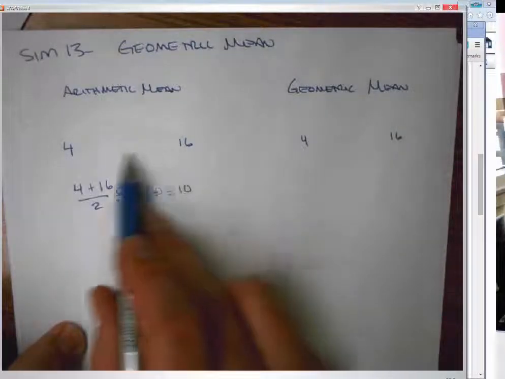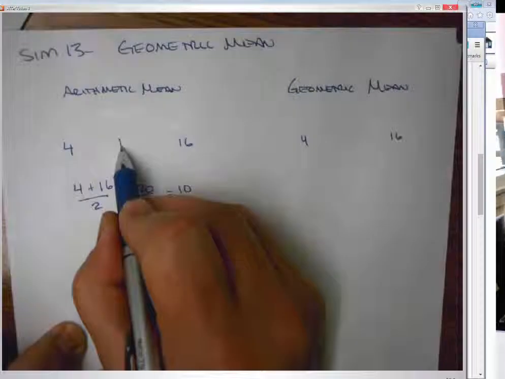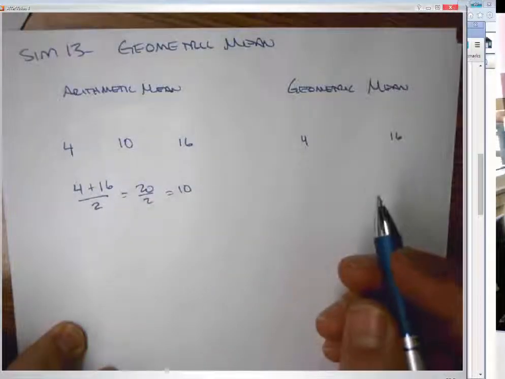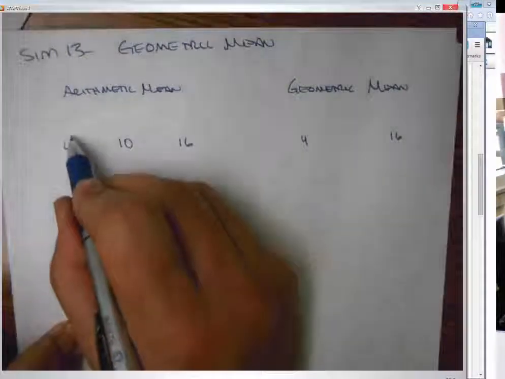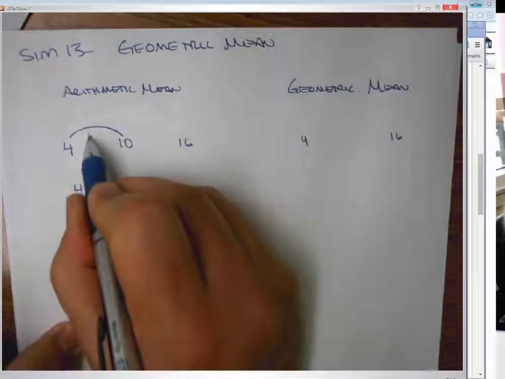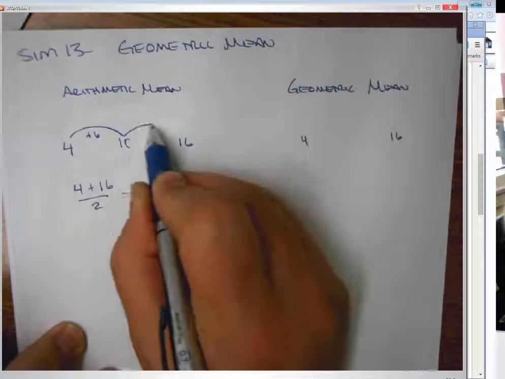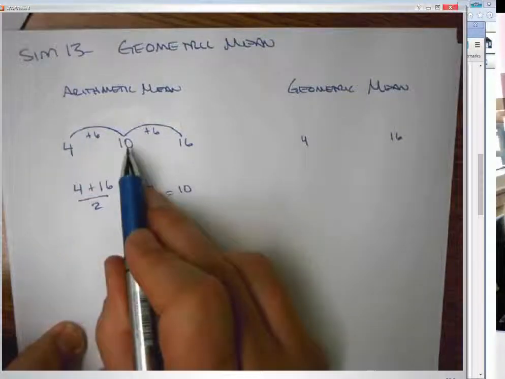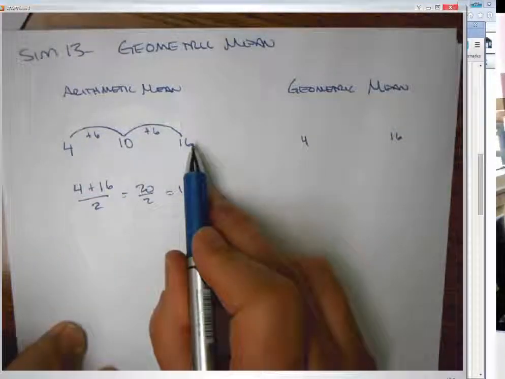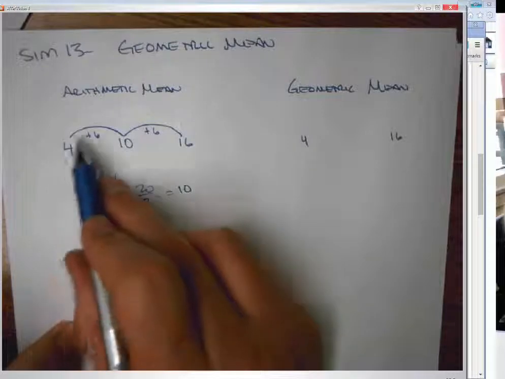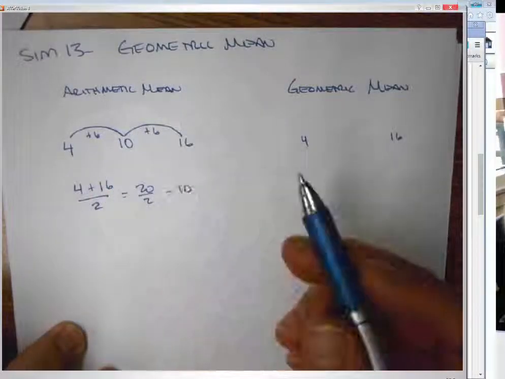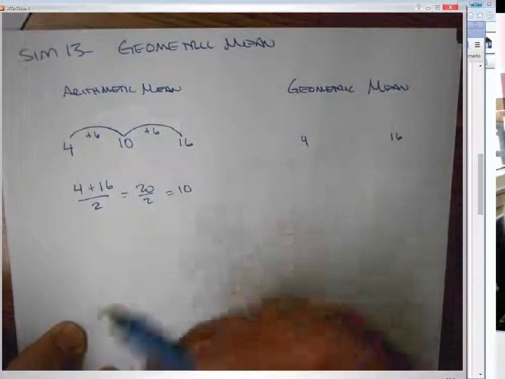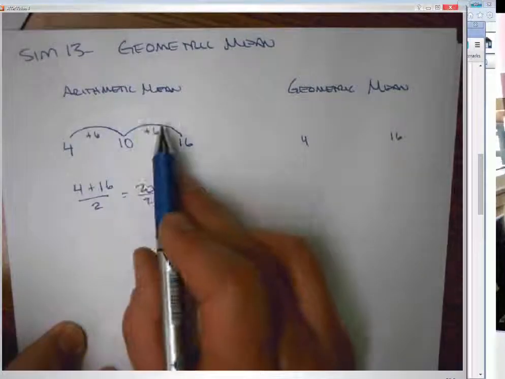Well, it is the number right in between. It's exactly in the middle. But what do we mean by that? Well, what we mean is that there's a common difference. In other words, if I add 6 to 4 and then add 6 again, I'm going to take a two-step hop to 16 with an equal difference between each one. And that's what the arithmetic mean means, is that there's a common difference.